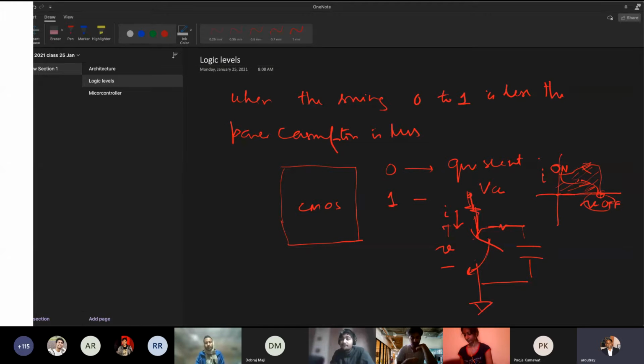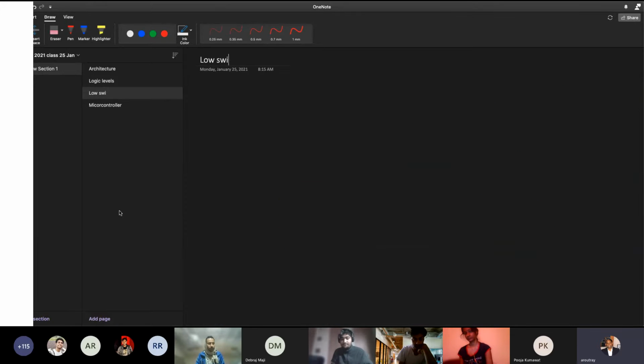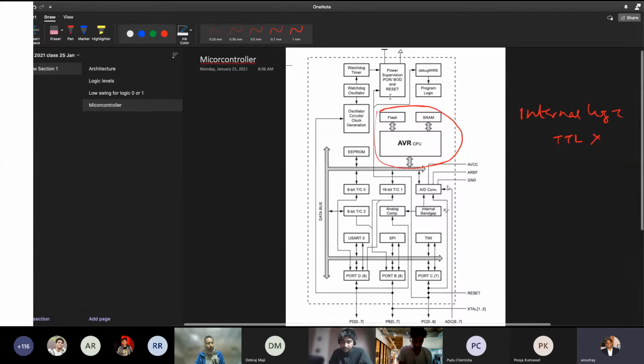Can you tell me, Kirti Basist? Please tell me, what is the disadvantage of a voltage swing which is less? Today I am talking about your data transfer. Low swing for logic, 0 or 1. What is the disadvantage of low swing? Can we not have low swing for external things too? That means we can have low voltage swings here also.